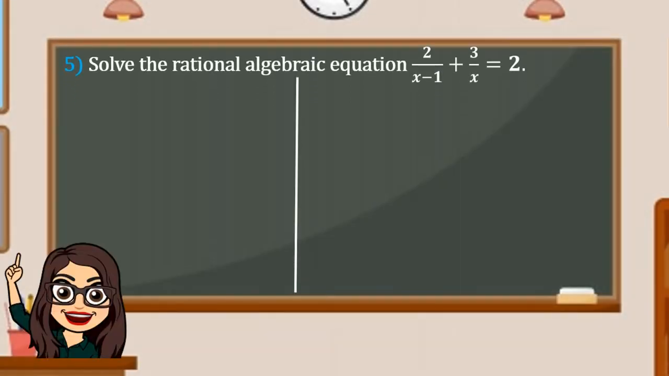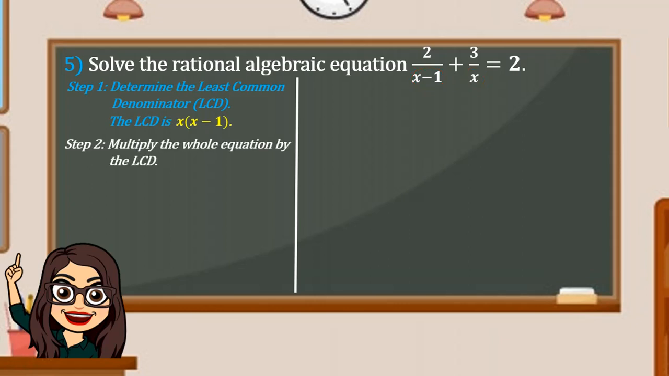Solve the rational algebraic equation 2 over x minus 1 plus 3 over x equals 0. First step, determine the LCD of the equation. So the LCD is x times quantity x minus 1. Step number 2, multiply the whole equation by the LCD. So LCD times the given equation.